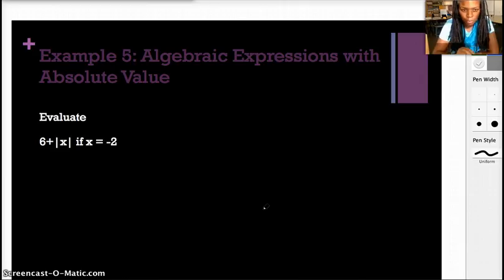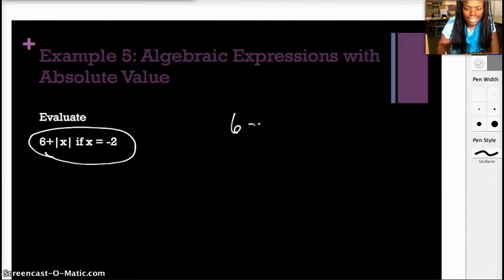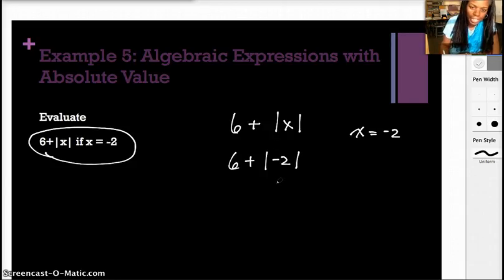Here's our final example with absolute value. Example 5 gives us an algebraic expression where we're going to do some substitution. So I've got 6 plus the absolute value of x, and we're going to evaluate this if we know that x is equal to -2. So again, I'm going to rewrite it exactly as I should by simply replacing the variable with the known value. And now I'm going to analyze like we did the last one. So the absolute value of -2 is +2, so this whole thing is rewritten in this way. 6 plus 2 is going to give me 8, and that's my final answer.